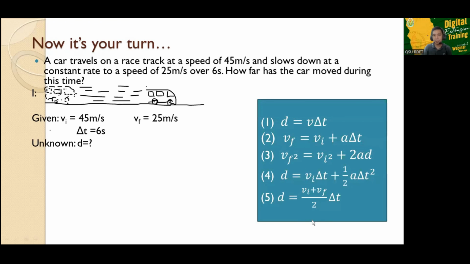Now let's try to check it out. Again, equation 1 cannot be used because the limitation of this equation is for objects moving at constant speed. Only equations 2, 3, 4, and 5 are involved in problems involving constant acceleration. Now, with the given and unknown, try to identify which equation we are going to use to solve the problem.